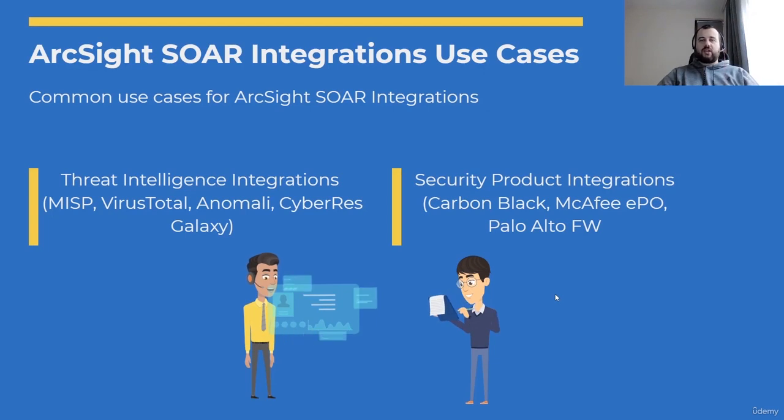Some common use cases for ArcSight SOAR integrations. We can separate them into two. On the left side of our screen, we have the threat intelligence platforms. On the right side of our screen, we have the security product integrations that we can do. So some common threat intelligence platforms: MISP, VirusTotal, Anomali, AbuseIPDB, CyberRes Galaxy. And then on the right side we have, for example, security product integrations: Carbon Black, the EDR, endpoint detection and response, McAfee ePolicy Orchestrator, and the Palo Alto firewall.